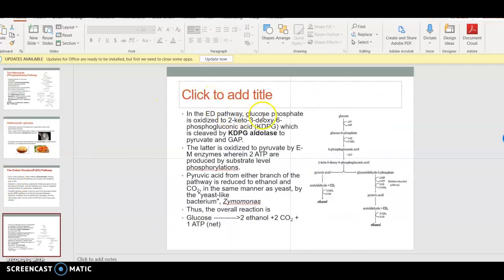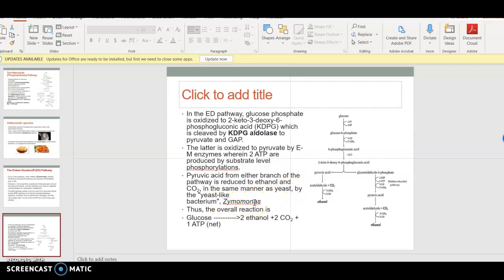In the ED pathway, glucose phosphate is oxidized to a different kind of product, KDPG. Okay, as you can see from here, KDPG should be around here. Okay, this one, right? KDPG. Okay, and it is broken into pyruvic acid. And eventually we produce ethanol as well. So they will produce 2 molecules of ethanol. The pyruvic acid from either branch of the pathway is reduced to ethanol, in the same manner as yeast, by the yeast-like bacterium Zymomonas.